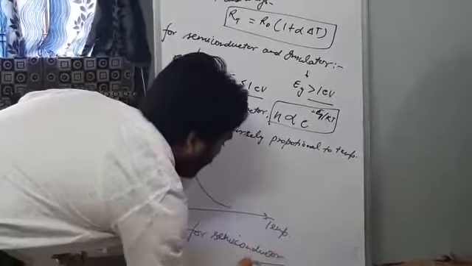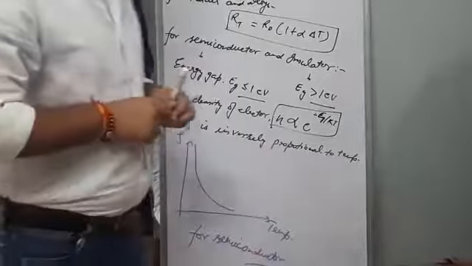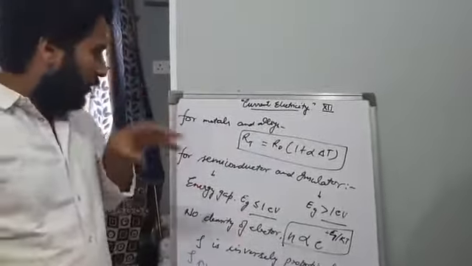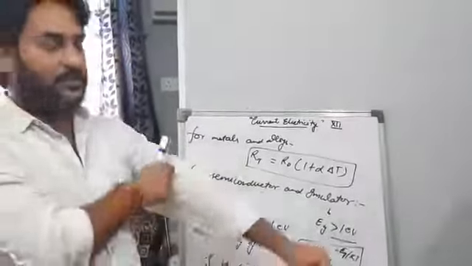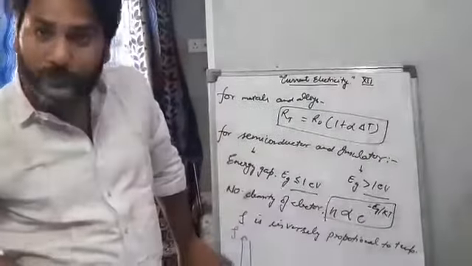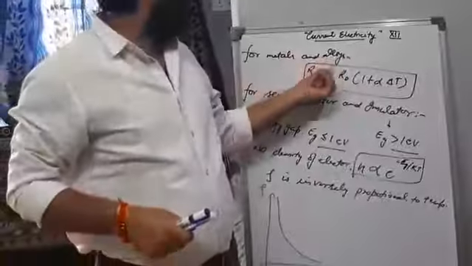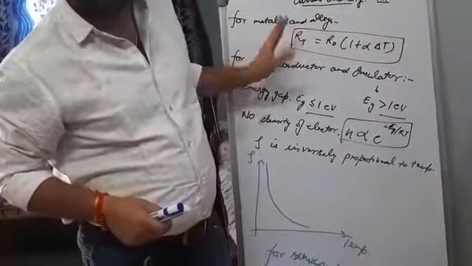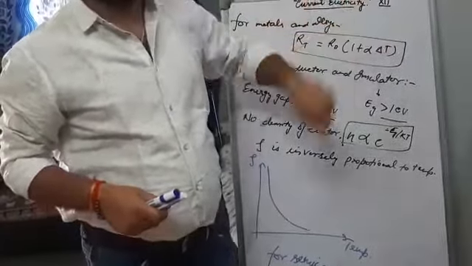So just keep in your mind, for the semiconductor, the insulator and the electrolyte, for all these three substances, the resistivity is inversely proportional to temperature. But for metals and alloys, the resistivity or resistance is directly proportional to the temperature.